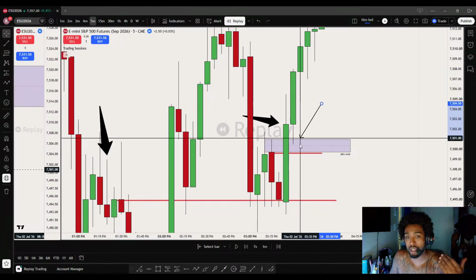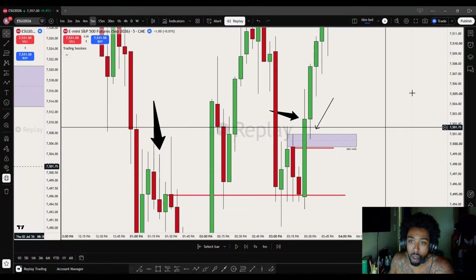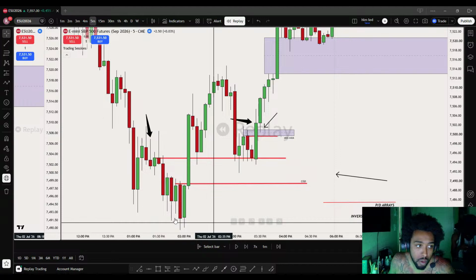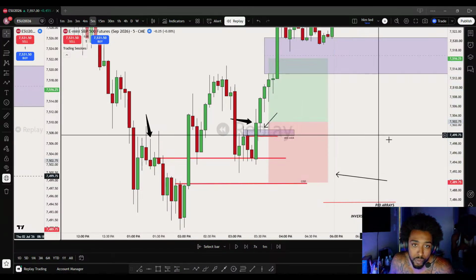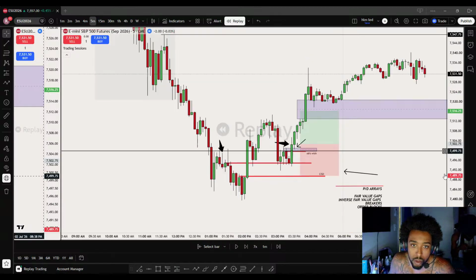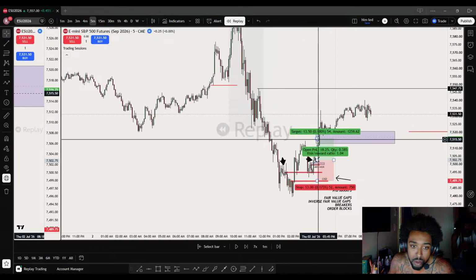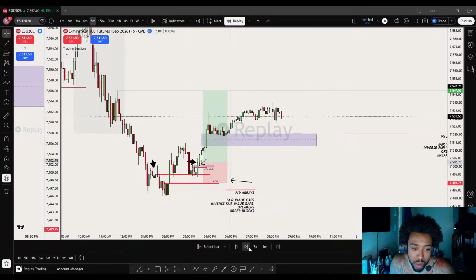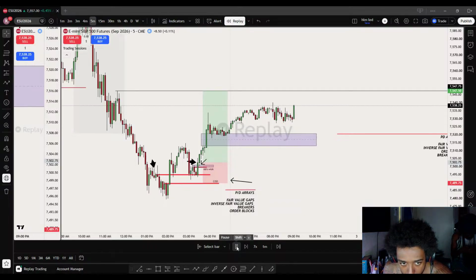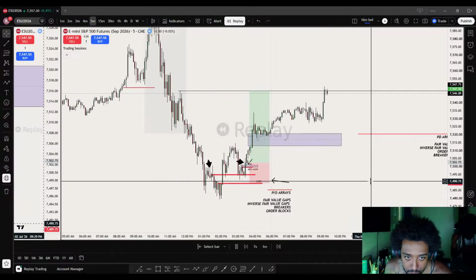Order block, retest, long. Stop loss below. Targeting whatever liquidity you were targeting. And let's see if it runs into that. TP. There you go right there.